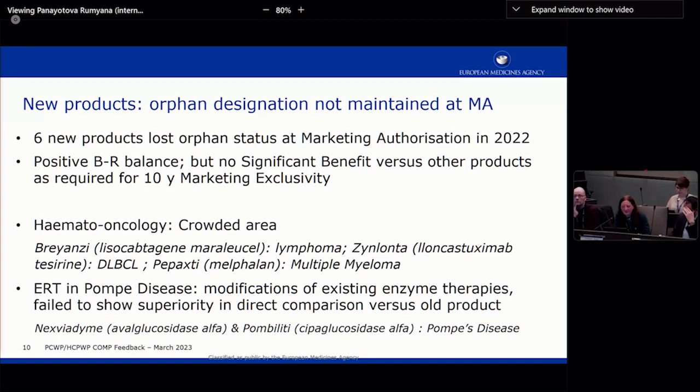So they don't have the extensive protection of 10 years, but the regular protection as for any other product approved by the CHMP. Thank you.